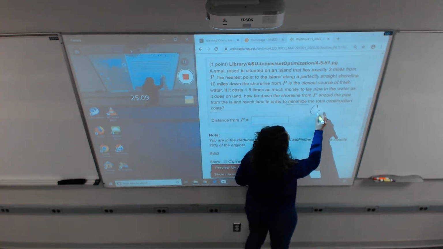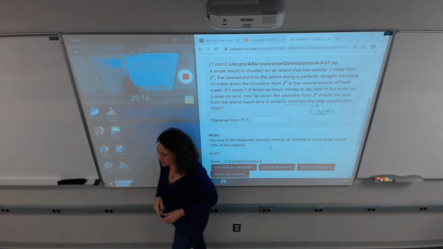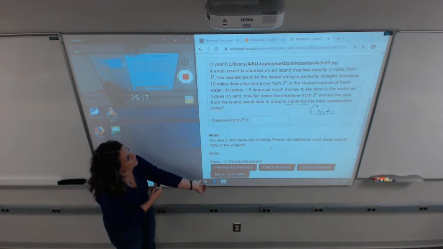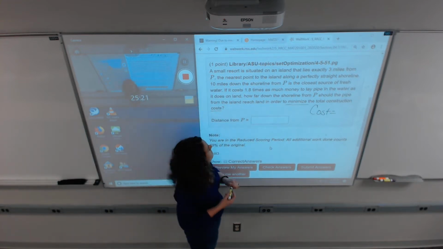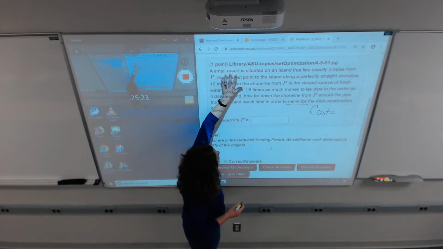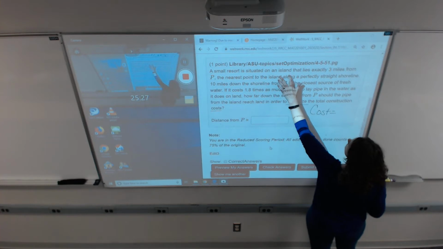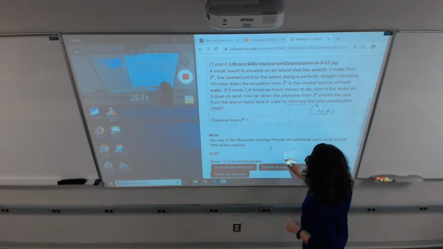So I need cost equals, for sure, all right? Because that's what I'm trying to minimize. The next thing I want to do is take a look and draw a picture of what the situation says. A small resort, got it, is situated on an island. Okay, well then here's my island.